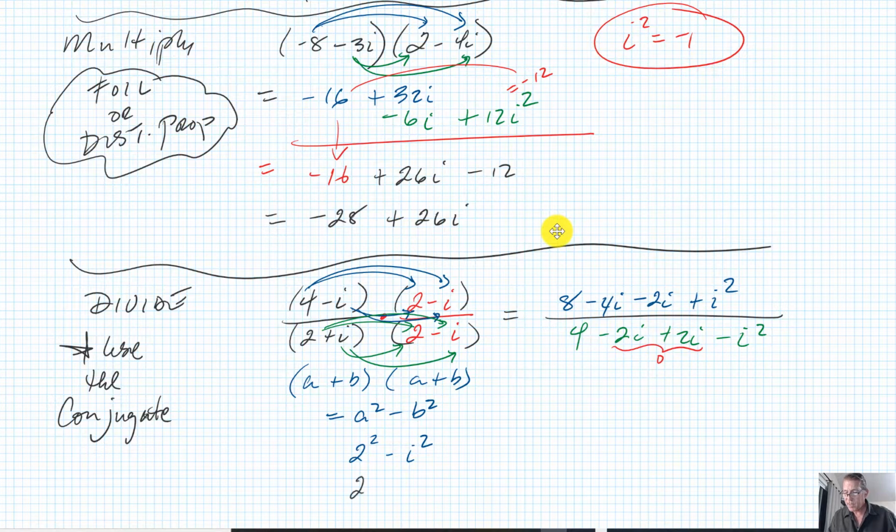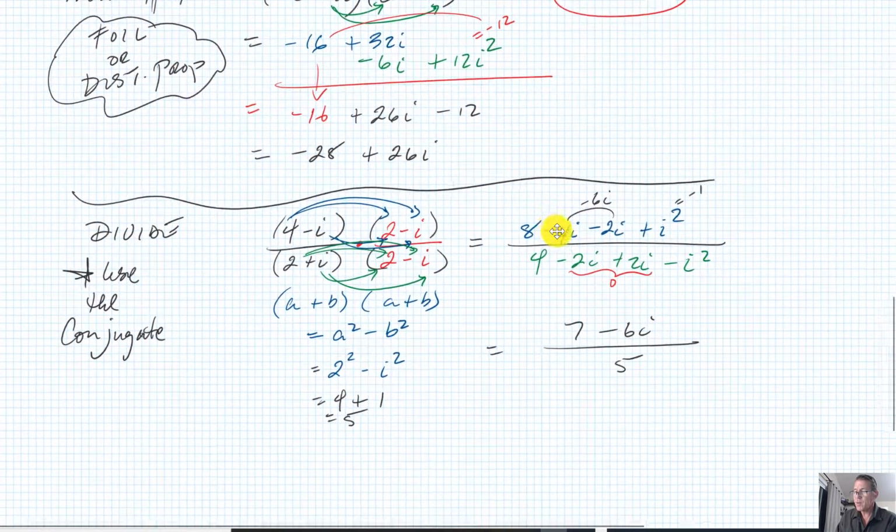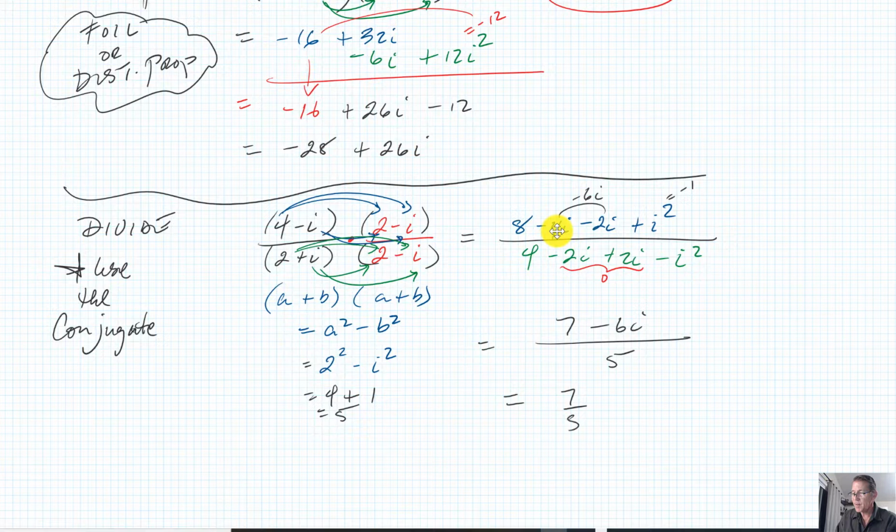And the minus i squared right there becomes a plus 1 with the 4, which will become 5. So the denominator is 5. 4 plus 1 is 5. Now these guys give you negative 6i here in the middle. This gives you negative 1, and 8 minus 1 is 7. The only thing you have to do here is divide both by 5, and so you get 7/5 minus 6i/5. Or you can write it as 7/5 minus 6/5 times i. It's the same thing. Okay, that's Cartesian form.